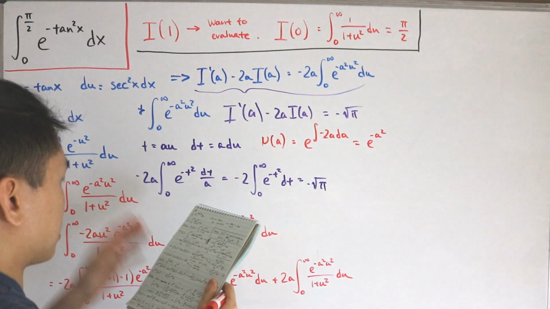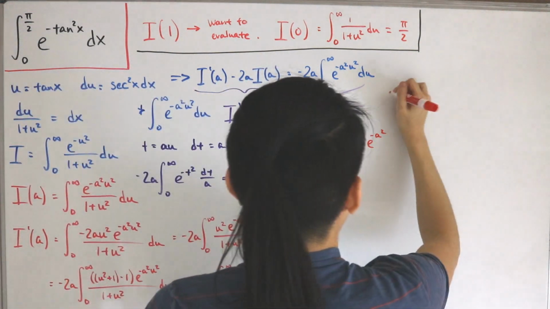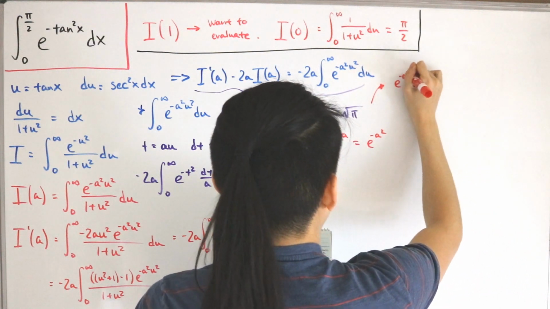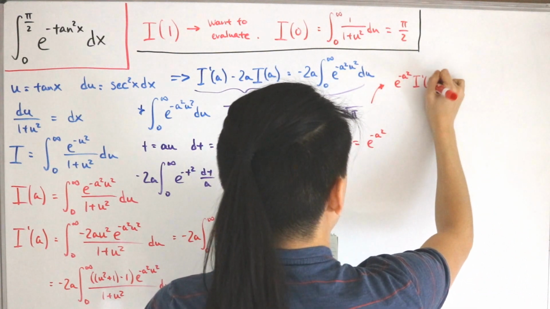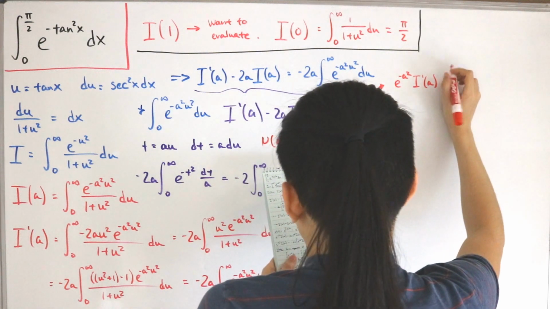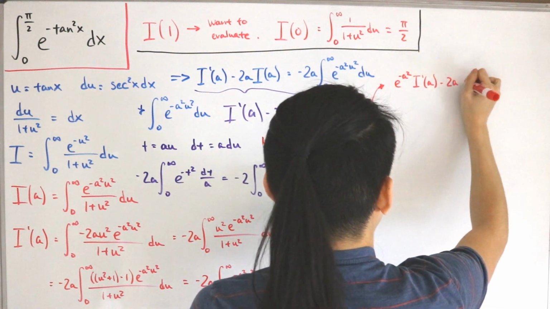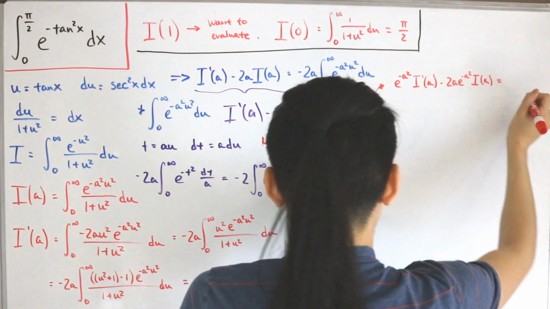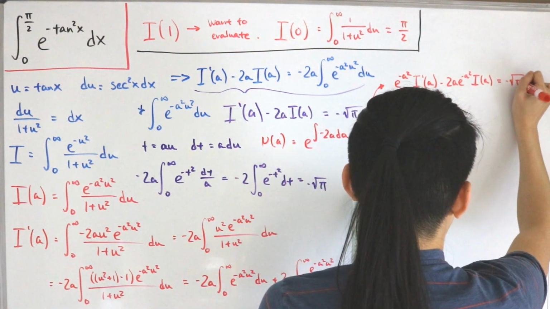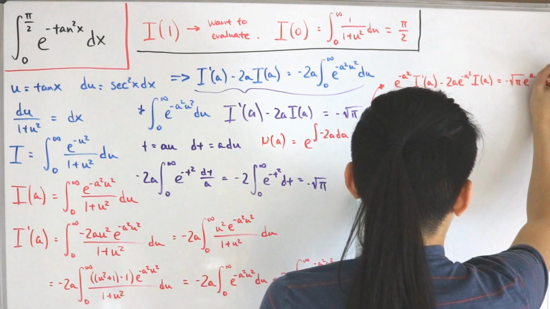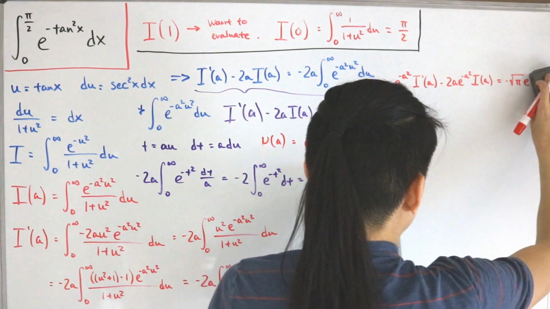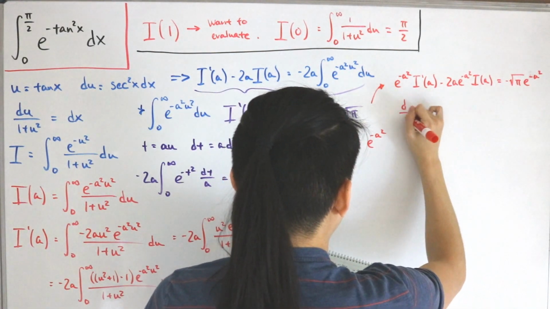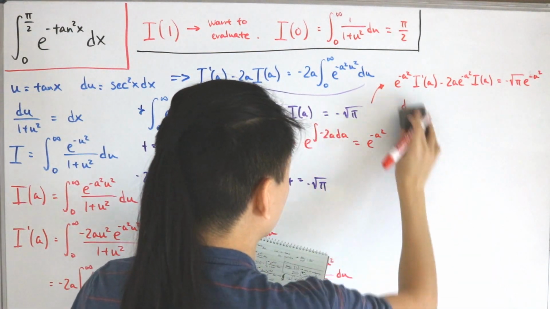Okay, so with this, now I just multiplied this to both sides of everything. So over here, that means I have e to the negative a squared, multiplied by I prime of a. Then next I have minus 2a, then e to the negative a squared, I of a. Then set this equal to negative square root of pi, then e to the power negative a squared. Okay, and then if we undo this, then we know that this is actually just taking the derivative in the form of the product rule.